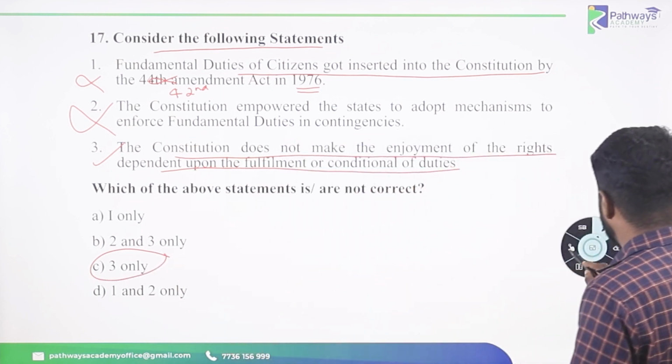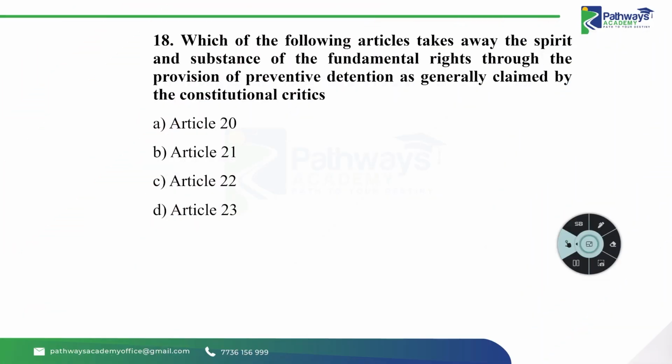Fine. Next one, question number 18. Very simple question. Which of the following articles take away the spirit and substance of the fundamental rights through the provision of preventive detention, as generally claimed by the constitutional critics?